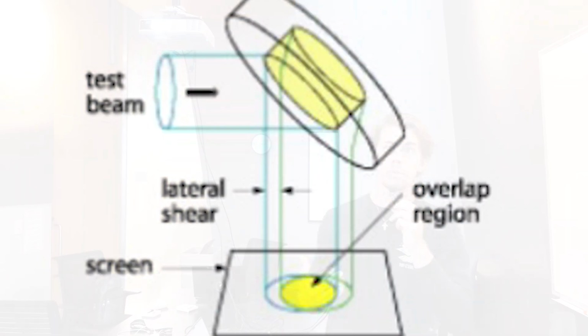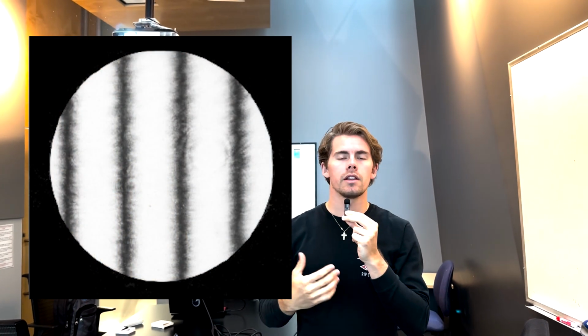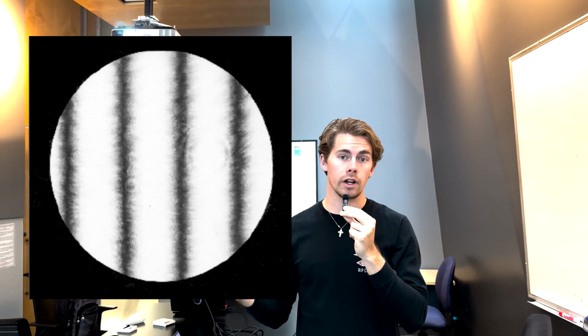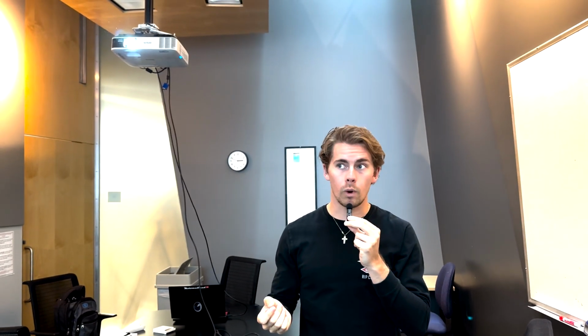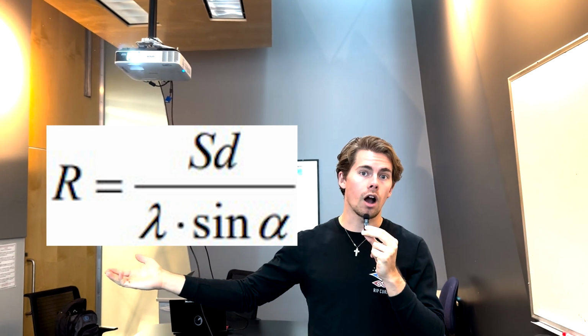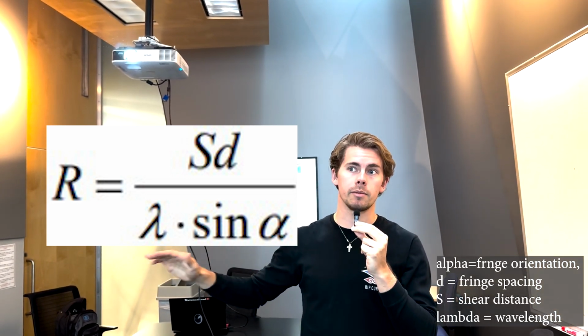Let's do it. So when you're testing non-wedged and wedged shear plates, the fringes appear in the region where the light reflected from the front and rear surfaces of the shear plate overlap. When the beam is reasonably close to collimation, the interference pattern on the screen is still a series of equally spaced straight fringes. In such cases, the wavefront radius of curvature R is given by the shear equation R equals S D over lambda times sine of alpha.